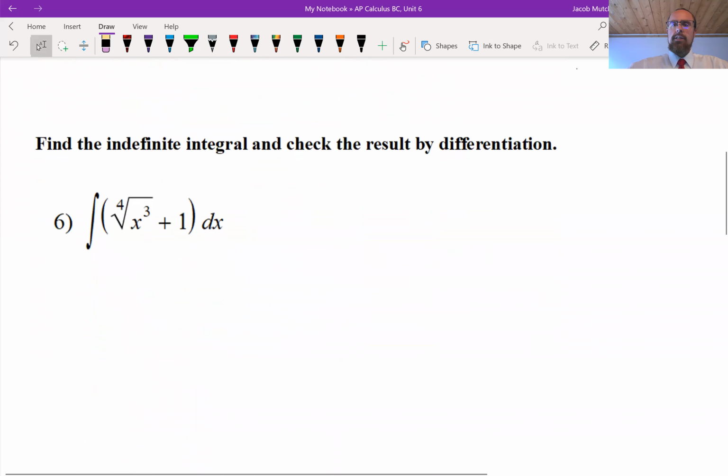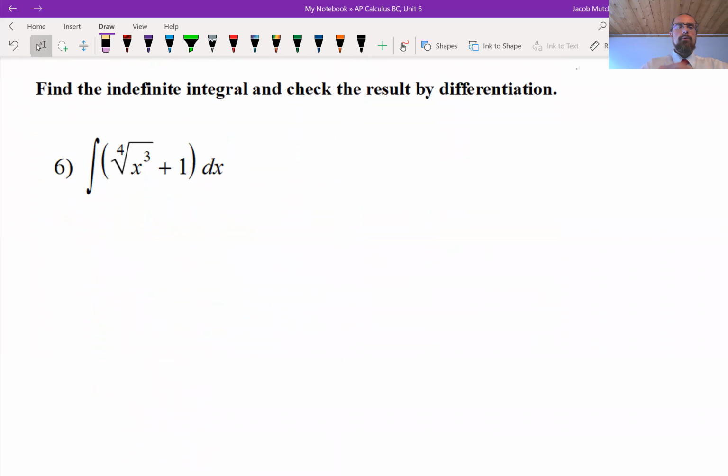Our second example involves a root, the 4th root. We want to integrate here the 4th root of x cubed plus 1 dx. For this type of setup, I want to rewrite the root as a rational power. So I'm going to re-represent this integral as the integration of x to the power of, so remember the power is going to be in the numerator, so 3, and then the radical or the root will go in the denominator. So it's going to be x to the power of 3/4. That's the same as the 4th root of x cubed. And then I'll just write plus 1 dx.